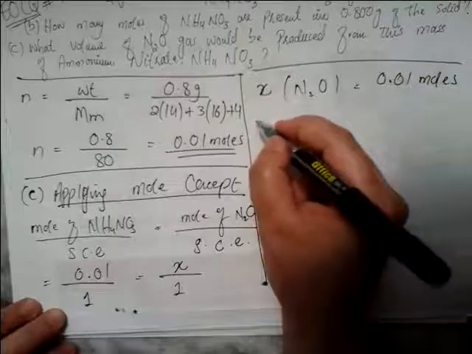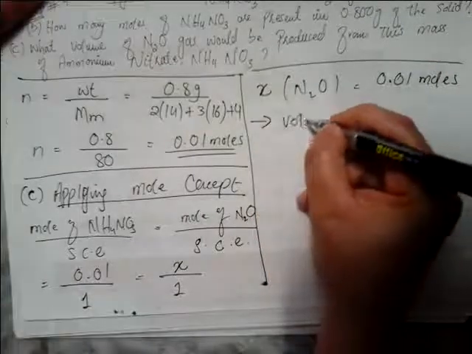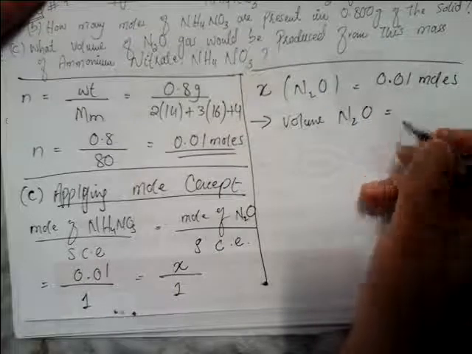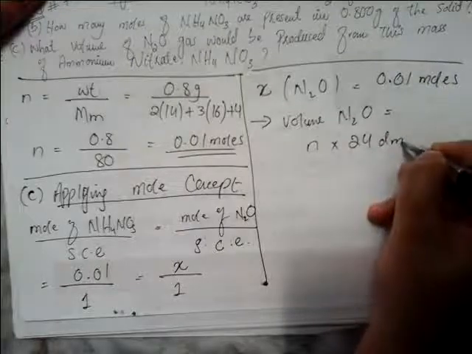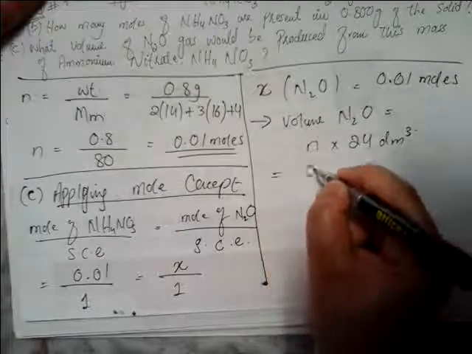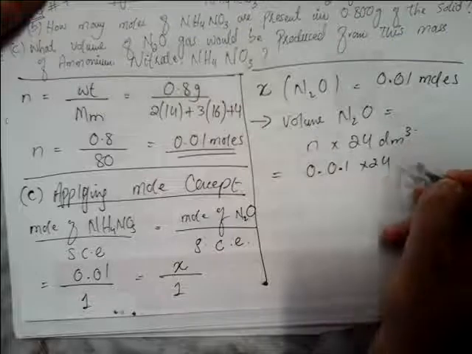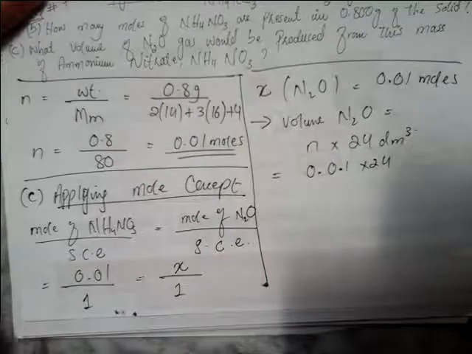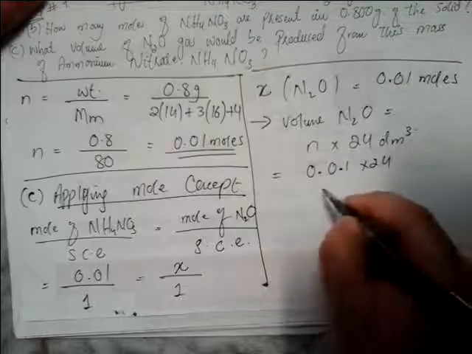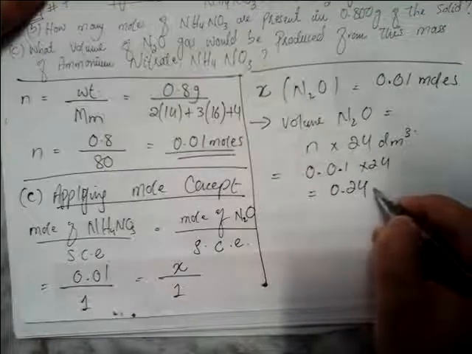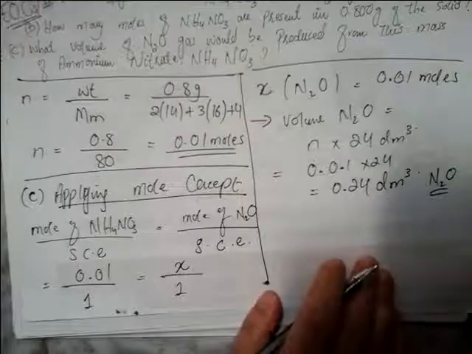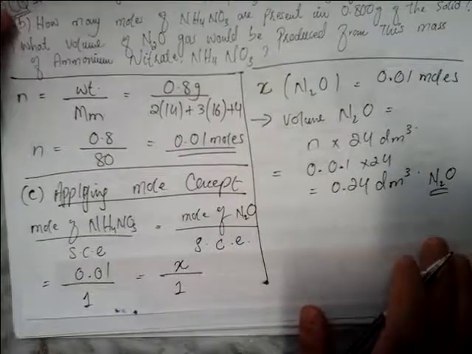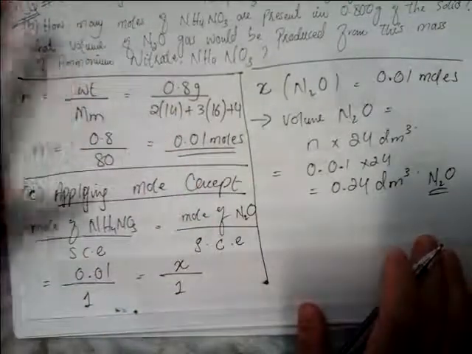Now you can easily calculate, in the second step, the volume of nitrogen oxide, by multiplying the number of moles by 24 decimeter cube. So the number of moles, 0.01, multiplied by 24, comes out to be 0.24 decimeter cube of nitrogen oxide. Is that clear? So you can apply the stoichiometric concept or mole concept by finding the unknown mass of the reactant or product.